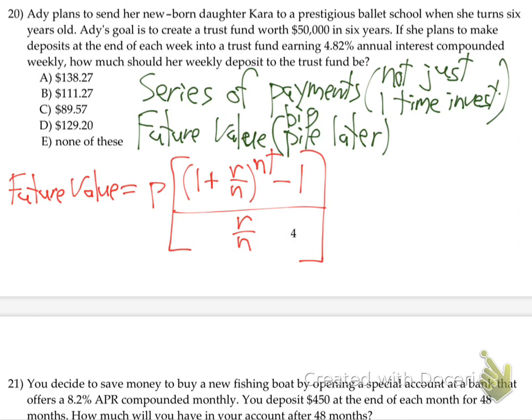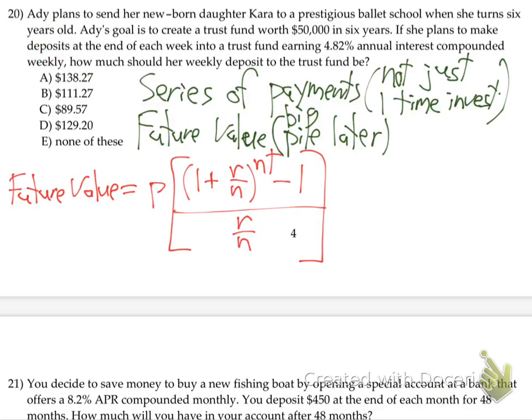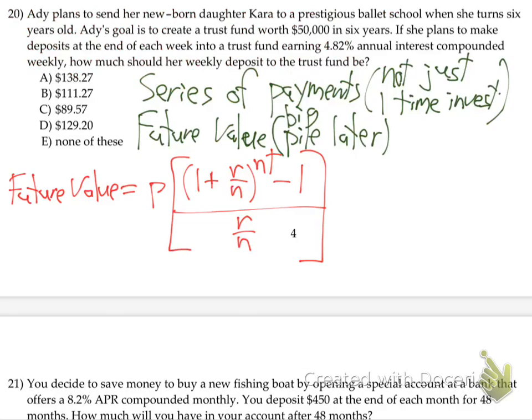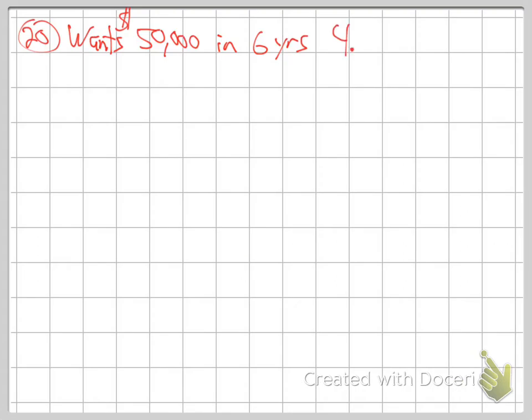Good. So I'm going to go to a fresh screen here. For number 20, she wants $50,000 in 6 years at 4.82%, compounded weekly. Did you notice the compounded weekly? That's different than we've done.